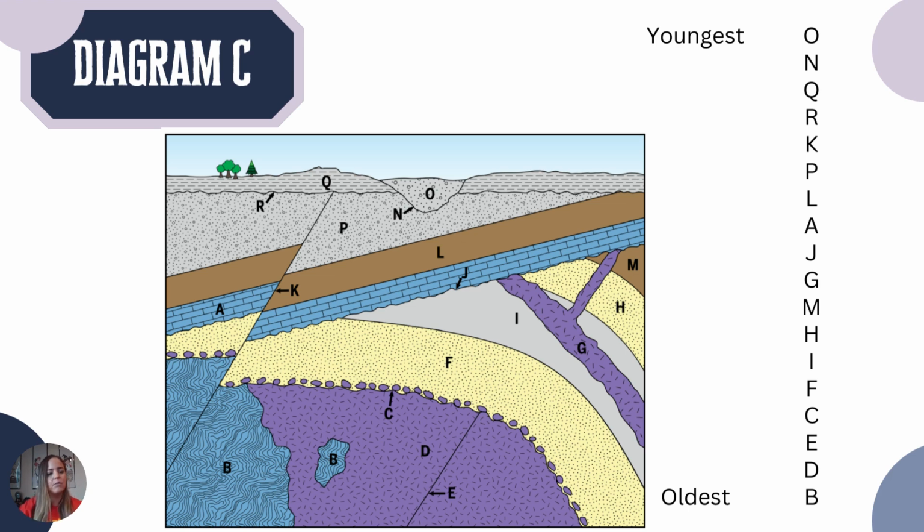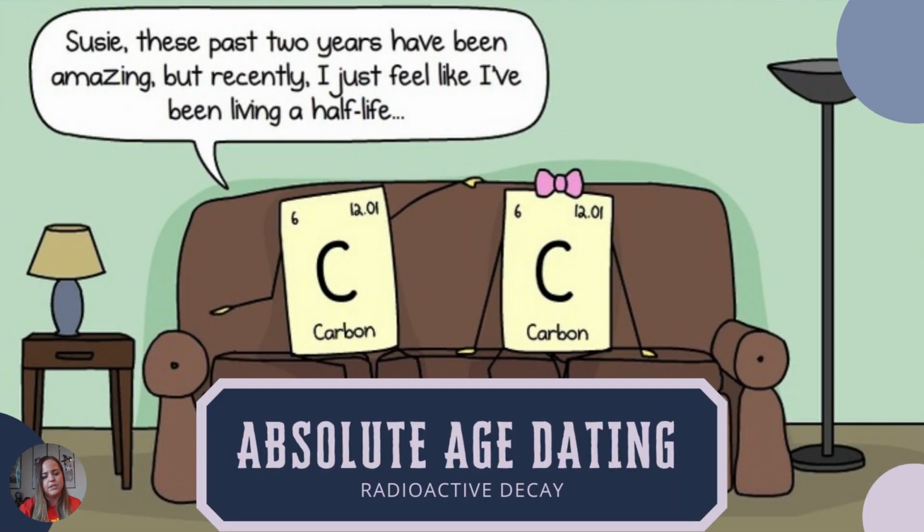All right, so this was all relative age dating. We're going to move on to absolute age dating for the last part of this. Okay, so with absolute age dating, we are using radioactive decay and we are getting numerical dates. Okay, so we're actually being able to say this rock is 120 million years old instead of just saying it's older than this other rock over here. Okay.